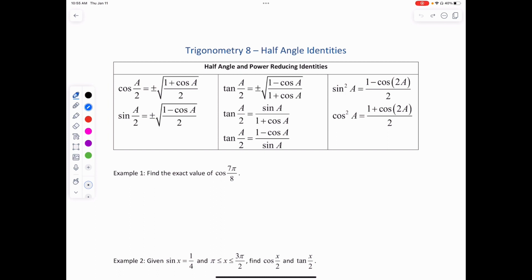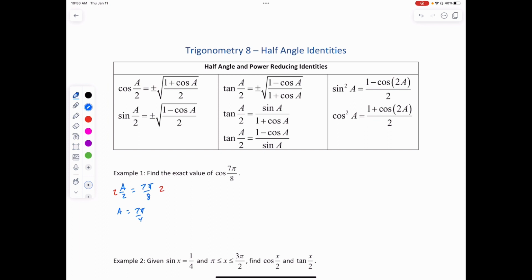In this first example, we want to find the exact value of the cosine of 7 pi over 8. This is interesting because it says exact value. We're not using a calculator, but 7 pi over 8 does not represent one of our special right triangles or unit circle values. However, if I think of 7 pi over 8 as being a half angle, what is it half of? Well, if I multiply both sides by 2, I get A is equal to 7 pi over 4, and that is an angle in our unit circle.